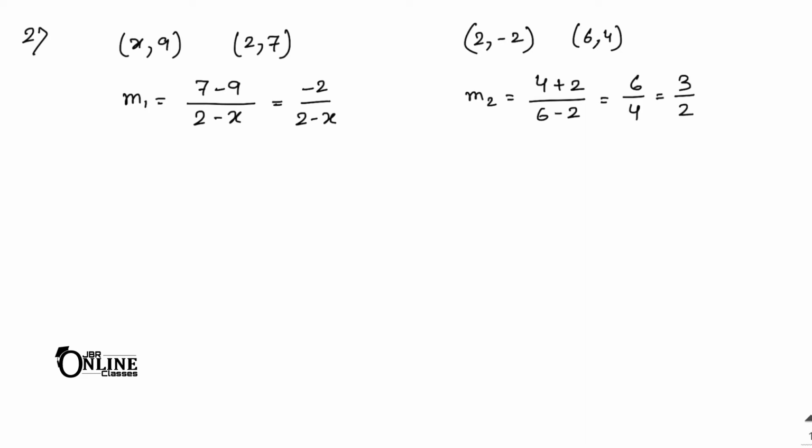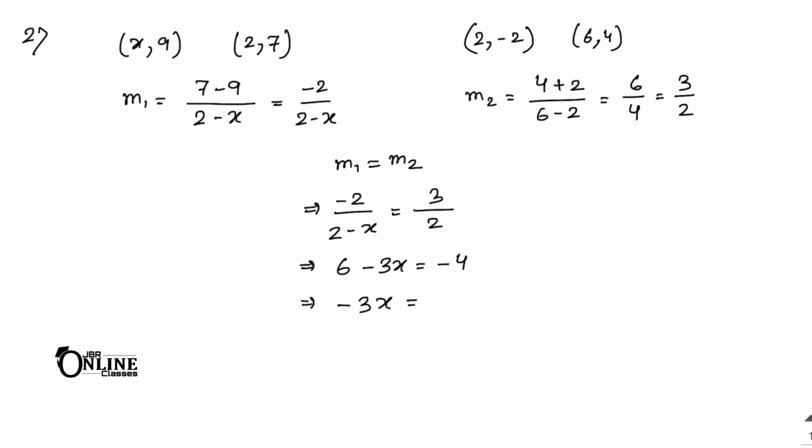Now as these two lines are parallel, M1 is definitely equal to M2. So you can write -2 by (2 minus x) equal to 3 by 2. Cross multiplication gives 6 minus 3x equal to -4, so -3x equals -10. The minus signs cancel out and x equals 10 by 3 as your final answer.